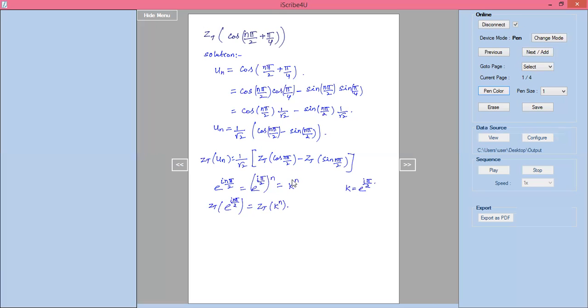So that k power n is nothing but Z divided by Z minus k. What is the k here? Z divided by Z minus k is e power i pi by 2. Now e power i pi by 2, how do you write? We know that. So this equation you can consider as equation 1. Afterwards we will find it out. This cos n pi by 2 and sin n pi by 2 will be substituted in that equation.